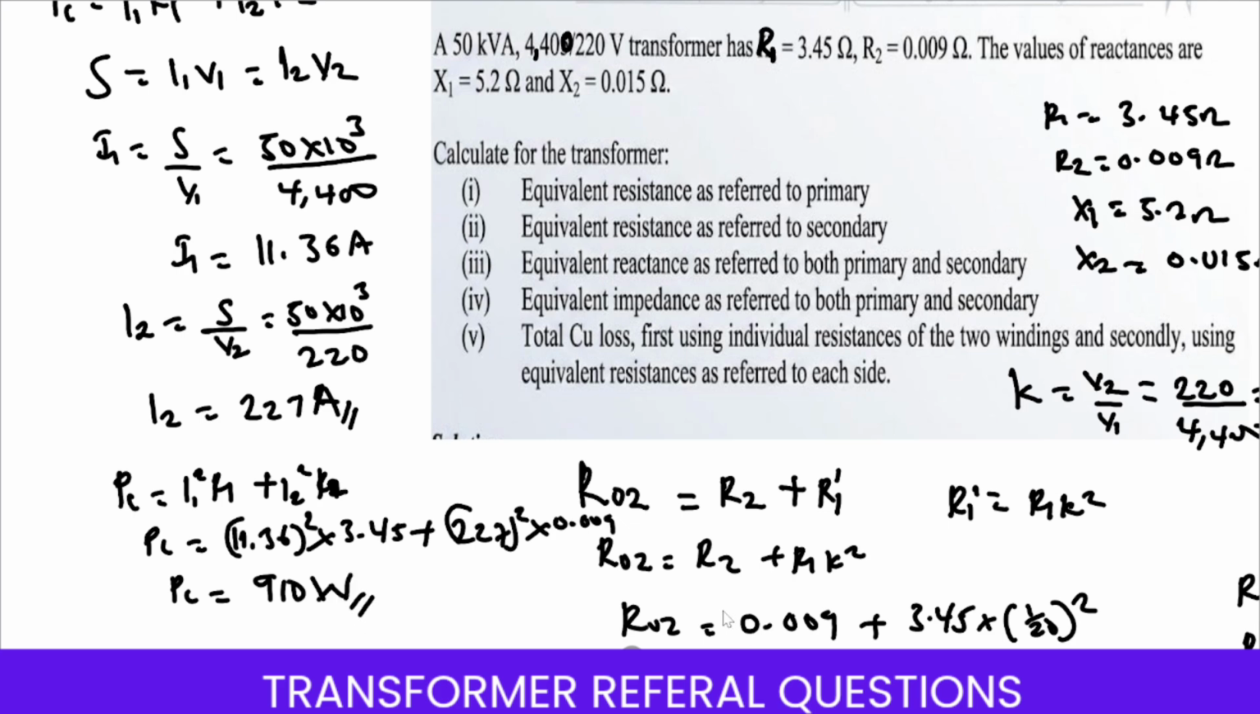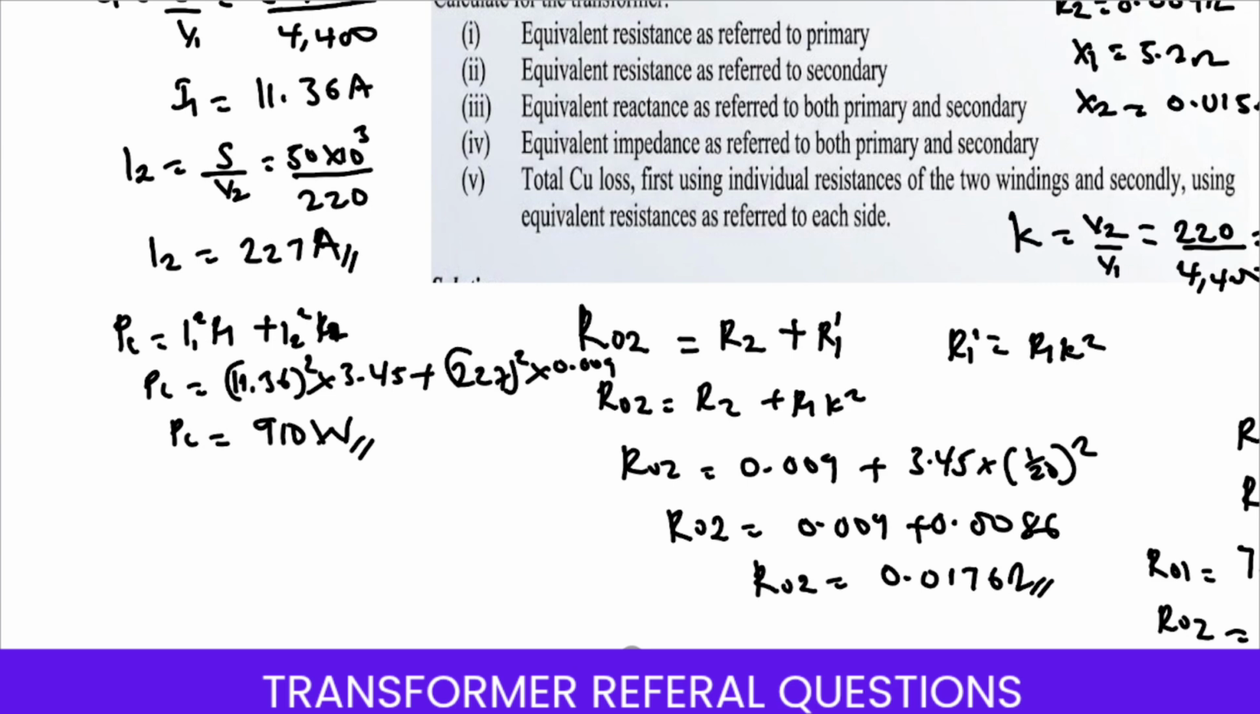Or we can choose to take the copper loss within the primary alone, because we already established that anytime we do the referral, it makes computation easier. So we can say I1 squared multiplied by R01 will be enough, because doing the referral to the primary means that the resistances that cause loss in the secondary have been taken to the primary. We know the value of I1 is 11.36, multiplied by R01.